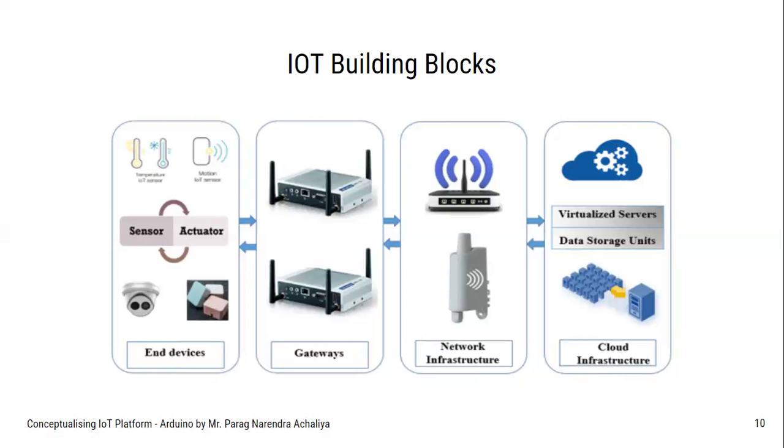So this is the basic building block diagram of an IoT application, where there are various end devices, gateways, network infrastructure, and cloud infrastructure. Data generated with the help of a sensor is stored at data centers or cloud for further processing or analysis. This is the journey of data generated at end devices up to the processing or analysis of data with the help of your IoT application.